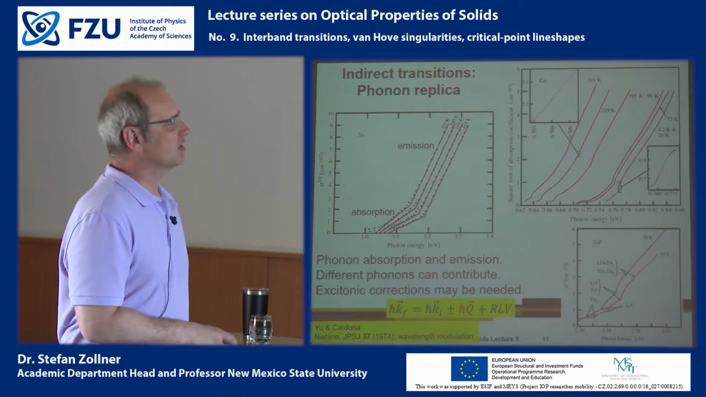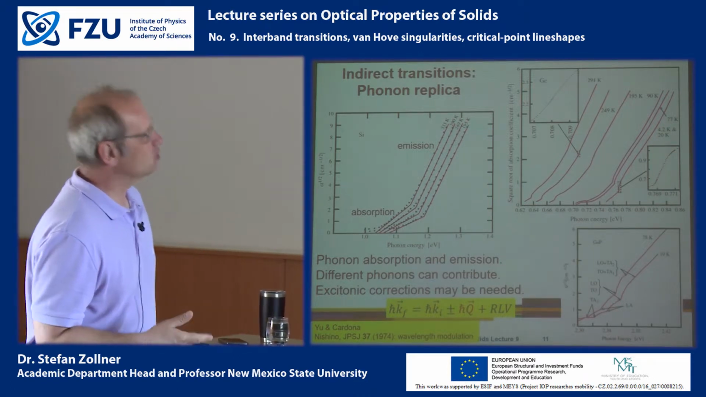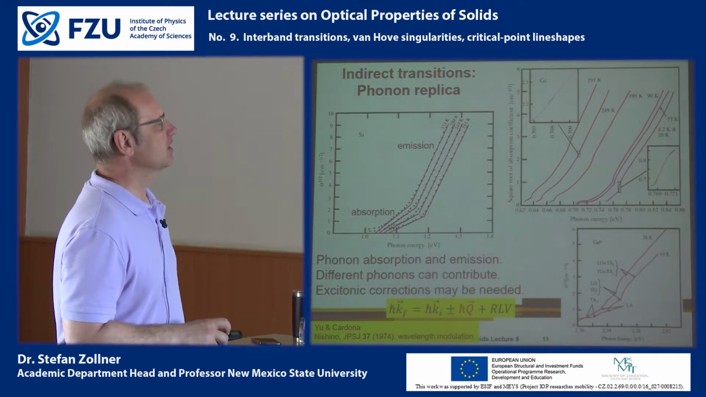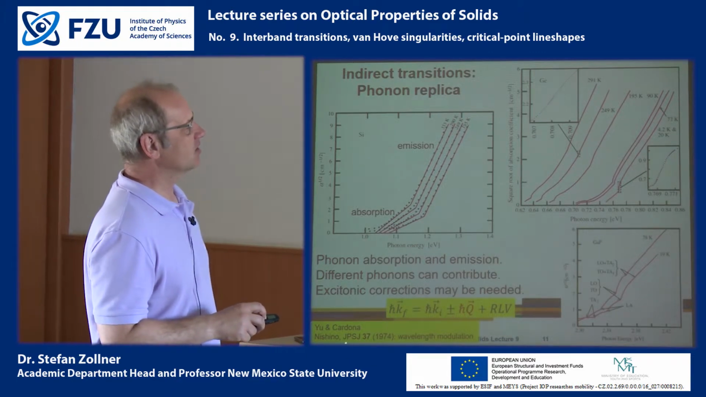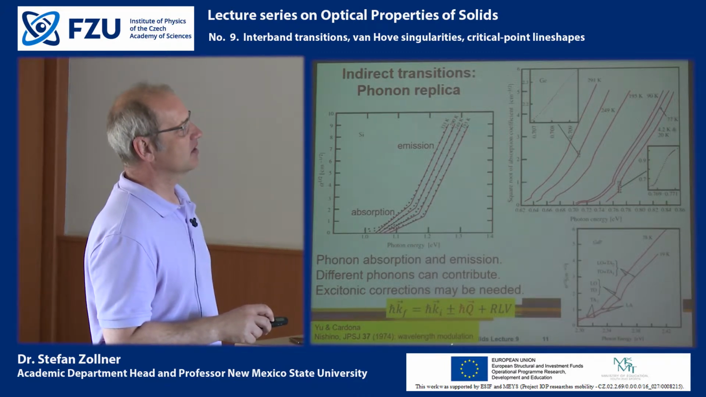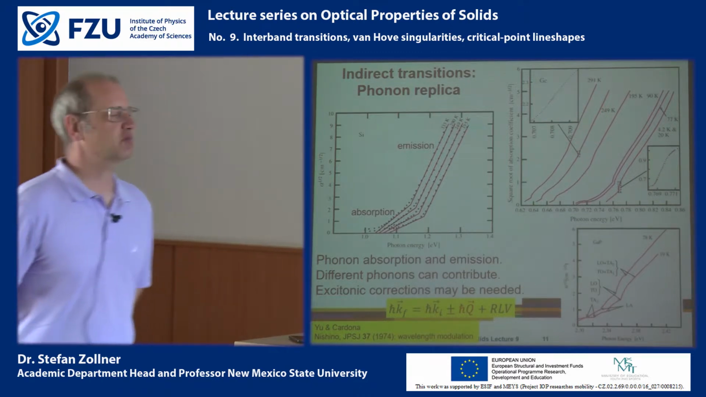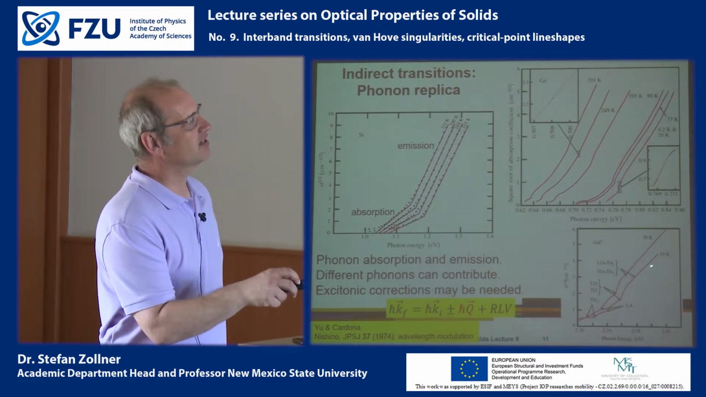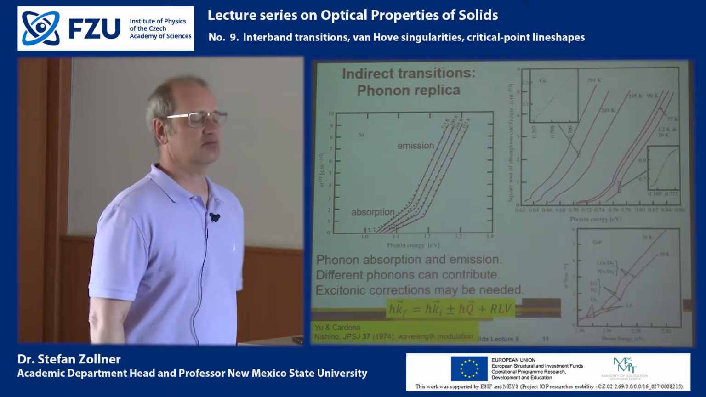These measurements are absorption measurements. As I may have mentioned, it is possible to do modulation spectroscopy measurements, and there is a paper here which uses wavelength modulation to measure the derivative of the absorption coefficient with respect to photon energy, and then you see peaks much more clearly in the modulation spectra than in the pure absorption spectra.